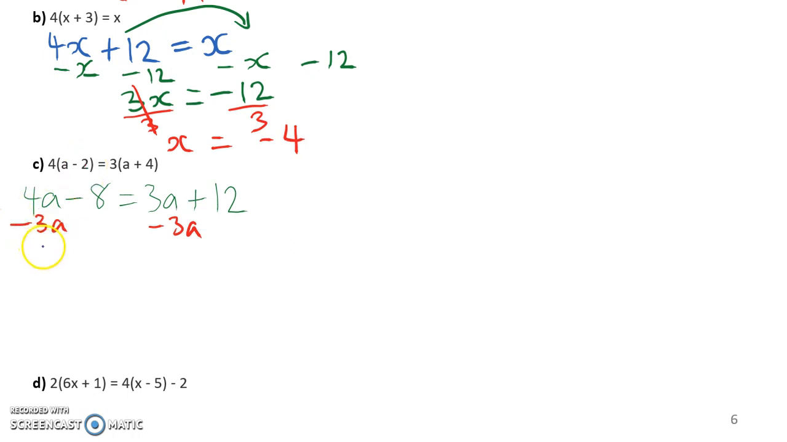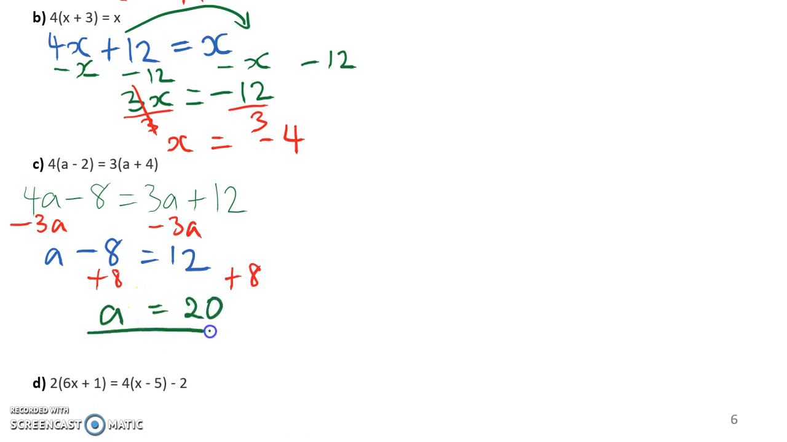And I'm going to get a minus 8 is equal to 12, because 4a take away 3a is 1a, we don't write the 1, and 3a take away itself is 0. Now we want to add this 8 to both sides, which is going to leave me with a equals 20. Again, you would check it in an exam.